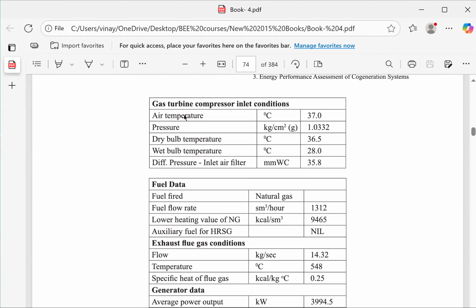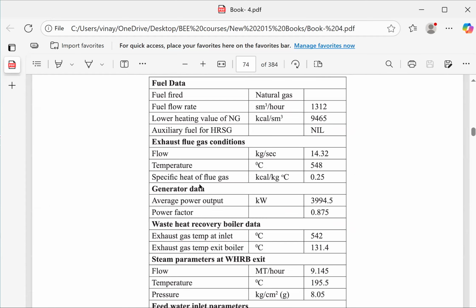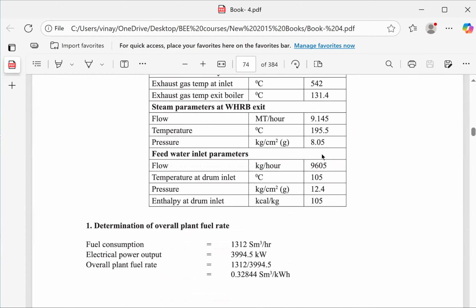You read through this gas turbine compressor inlet conditions. The fuel data is again given here. All the standardized data, everything is given here. What you have to do is correctly fit the parameter into the correct formula, and while doing so, check the units. If it is metric tons per hour, convert it into kgs per hour. Pressure is so much, temperature is so much, flow is so much.